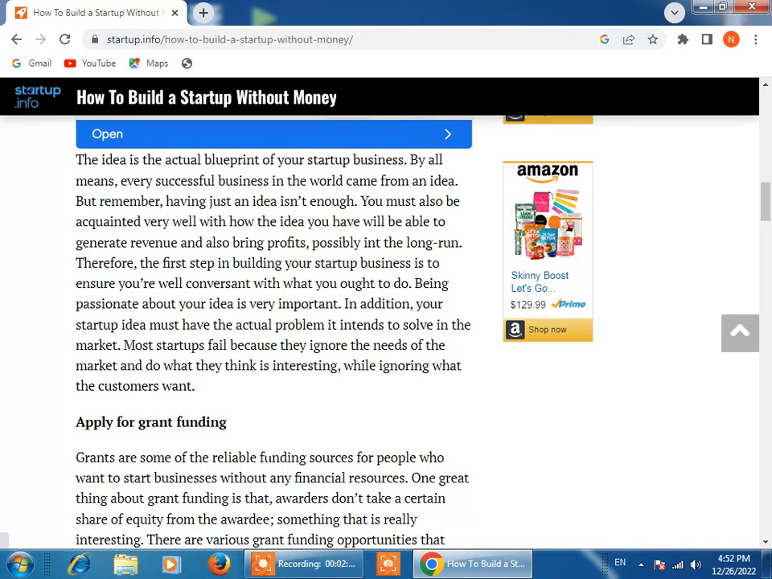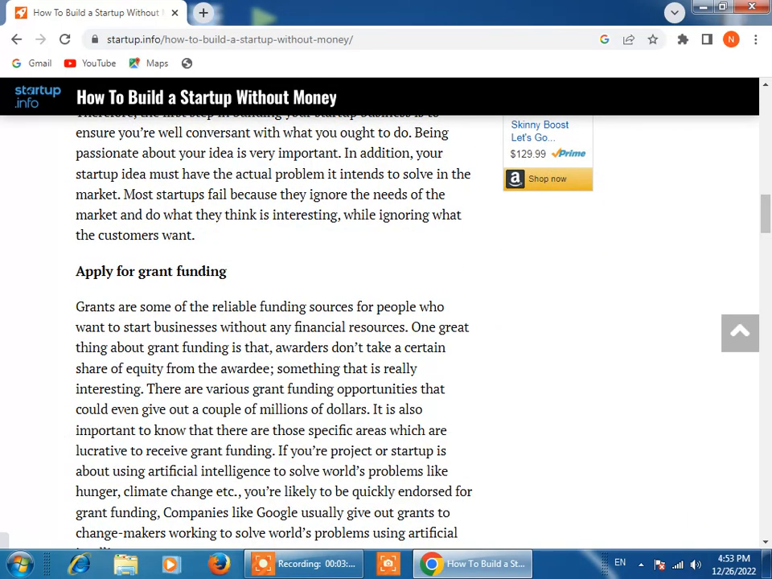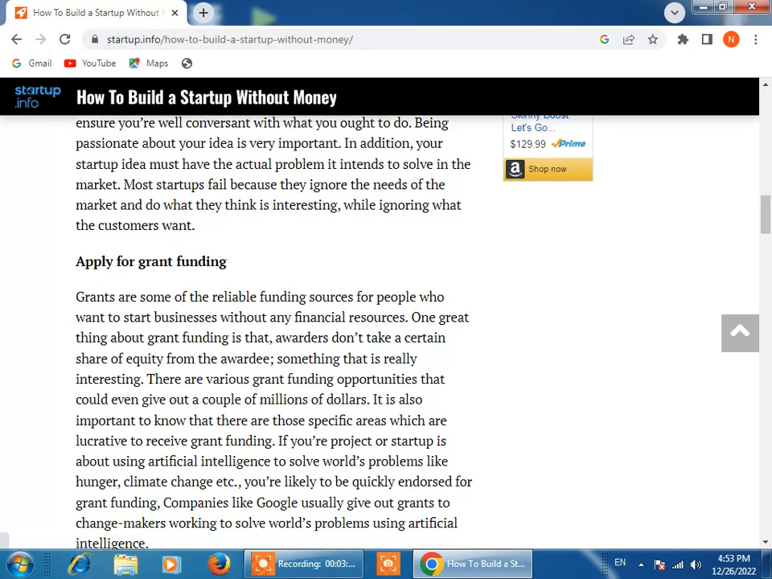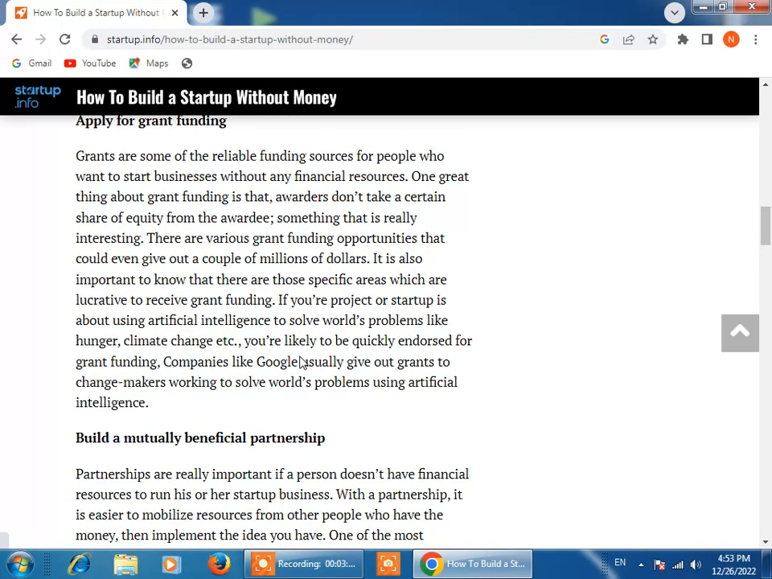Apply for grant funding. Grants are some of the reliable funding sources for people who want to start businesses without any financial resources. One great thing about grant funding is that awarders don't take a certain share of equity from the awardee, something that is really interesting. There are various grant funding opportunities that could even give out a couple of millions of dollars.